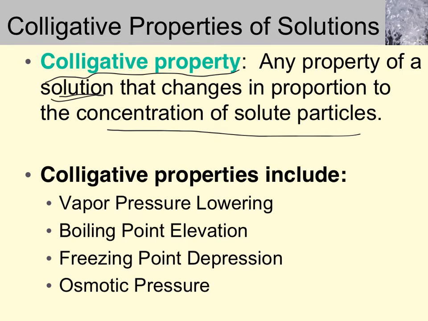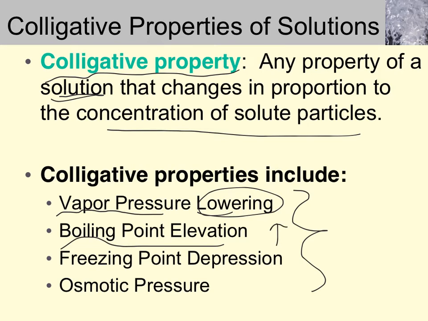The colligative properties that chemists are most interested in are listed at the bottom of the page here. As you add more solute to a solvent, the vapor pressure goes down, the boiling point goes up, the freezing point goes down, and osmotic pressure, you might be familiar with that from biology, goes up.